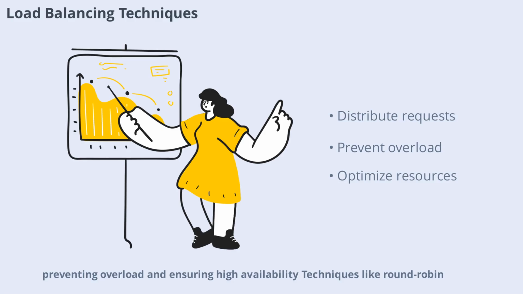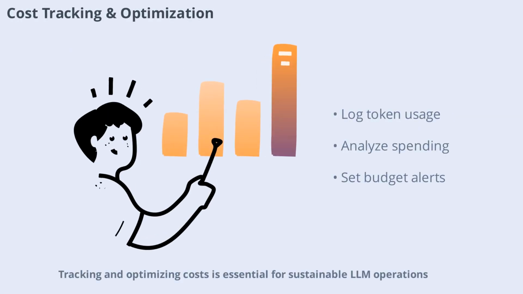Techniques like round-robin, least connections, or weighted balancing can be applied at the gateway or service mesh layer, optimizing resource utilization and user experience. Tracking and optimizing costs is essential for sustainable LLM operations. Gateways can log token usage, request counts, and provider costs, enabling teams to analyze spending patterns and set budgets. Automated alerts can notify you when usage exceeds thresholds, supporting proactive cost management.